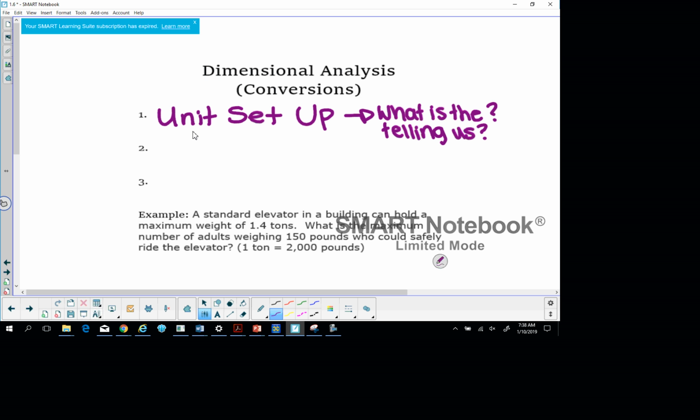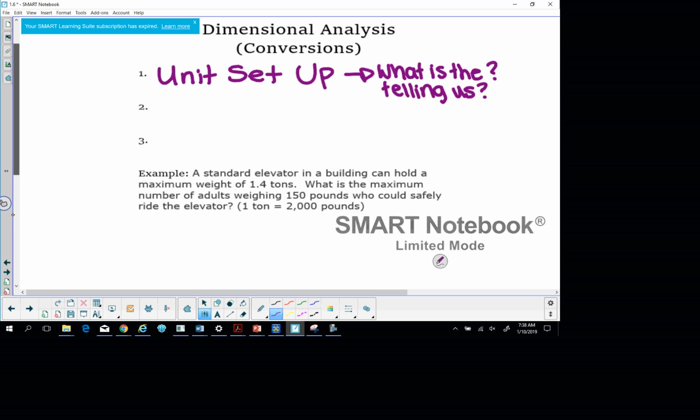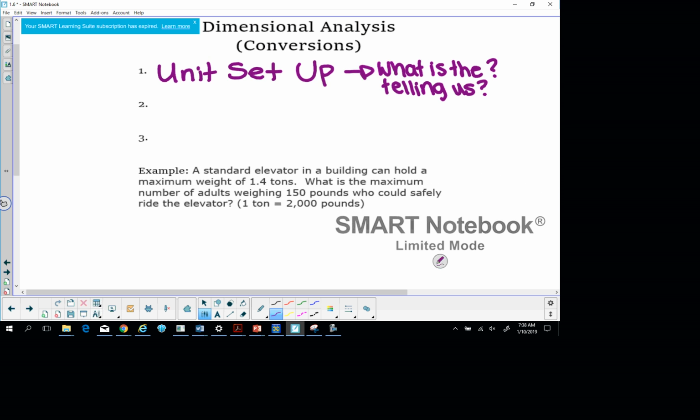When I go over here, the question says a standard elevator. This is similar to the interim. You all took the interim; I just changed the numbers around. This is the same type of question you find under interim, under milestone. It says a standard elevator in a building can hold a maximum weight of 1.4 tons. What is the maximum number of adults weighing 150 pounds who could safely ride the elevator?